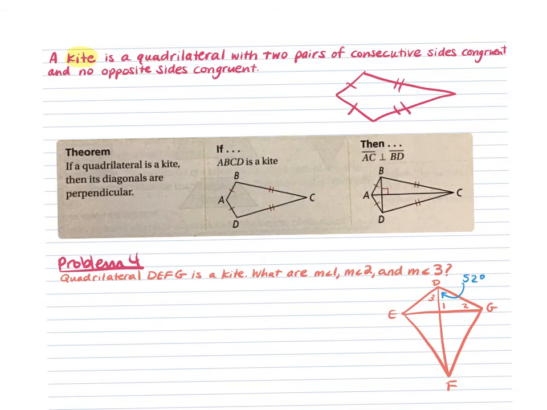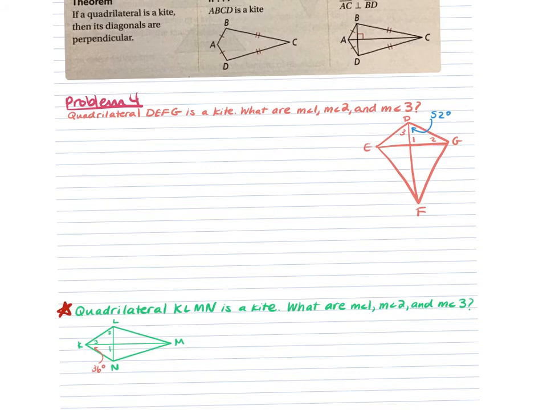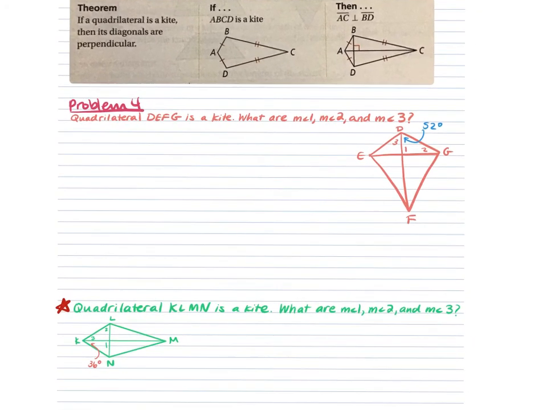And so this here's a theorem that's related to kites. If the quadrilateral is a kite, then its diagonals are perpendicular. So in a kite, if you draw both diagonals, they're going to be perpendicular. So it's going to be a 90-degree angle. So let's see a problem with that one. In this example, we have this quadrilateral is a kite. What are the measures of 1, 2, and 3? So once you know it's a kite, you know this is going to be 90. So the measure of angle 1 equals 90 from the theorem we just learned above.